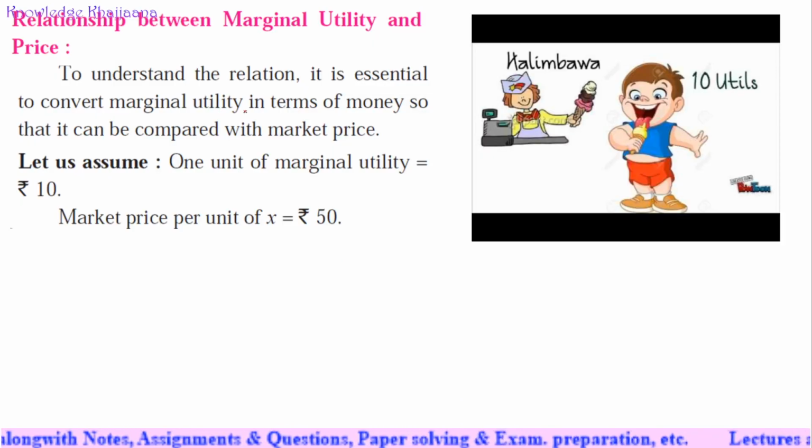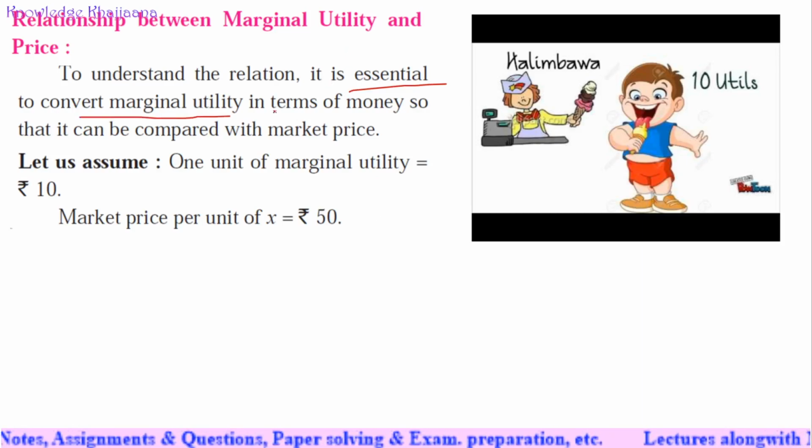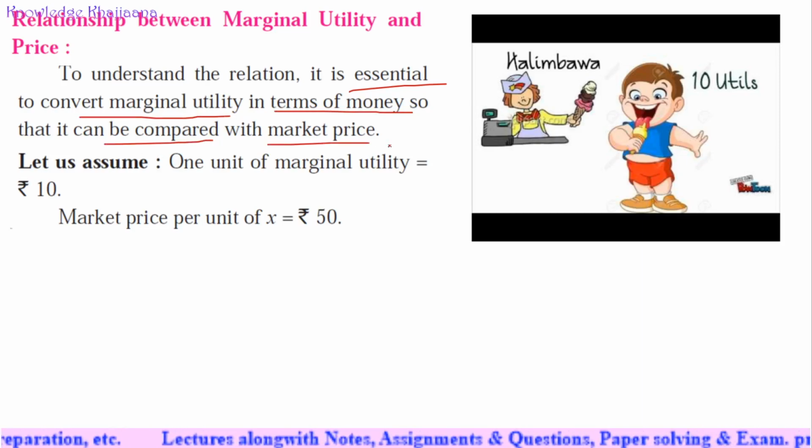See, marginal utility is the additional satisfaction a consumer derives by consuming an additional unit of the commodity. That is called marginal utility. To understand the relationship between marginal utility and price, it is essential to convert marginal utility into terms of money so that it can be compared with the market price. How to compare? By comparing it with money.